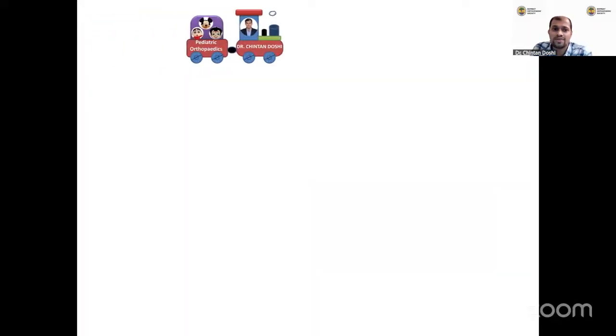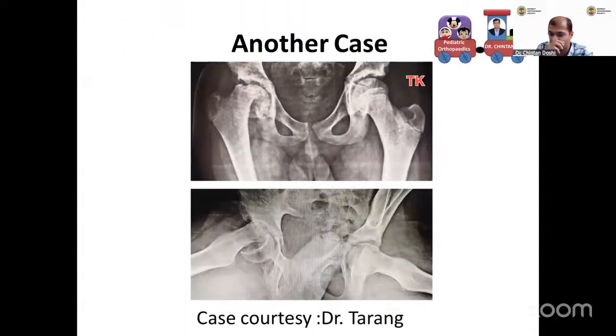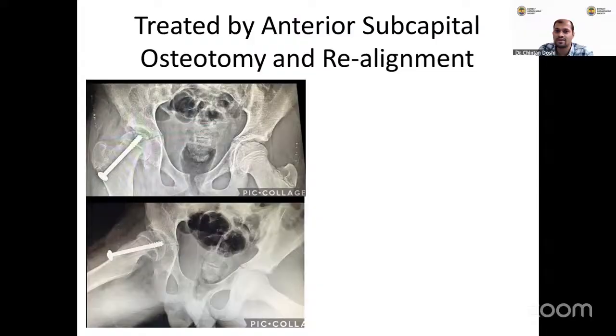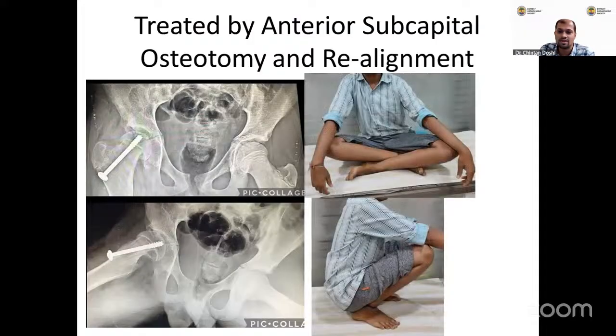And we have similar cases done by our fellow colleagues of Dr. Patwardhan, same technique, again a very severe slip, treated by anterior subcapital osteotomy and realignment. And again, almost 1.5 years on, an excellent result there.